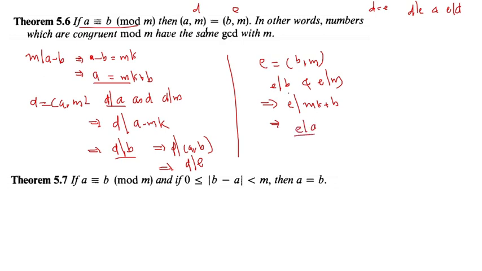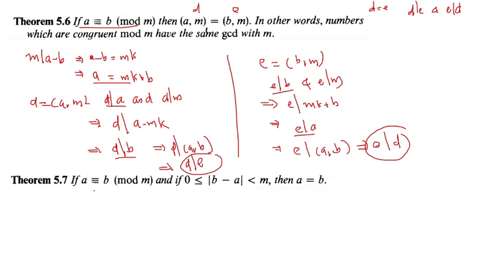Here we get E divides A and E divides M. That means E divides the GCD of A and M. GCD of A and M is nothing but D. That is, E divides D. From these two conditions, we get E is equal to D. That is, GCD of A and M and GCD of B and M are equal.